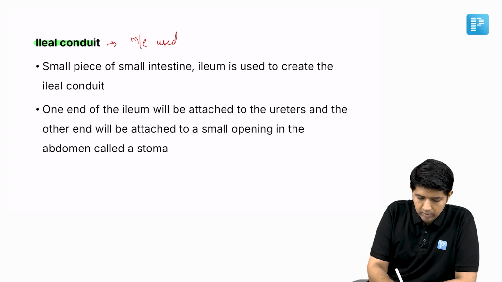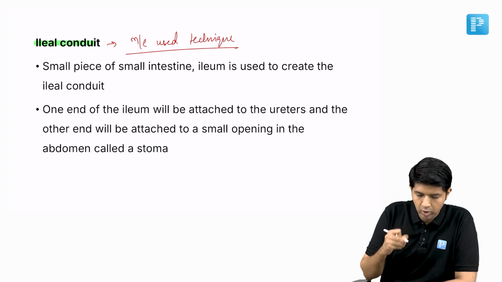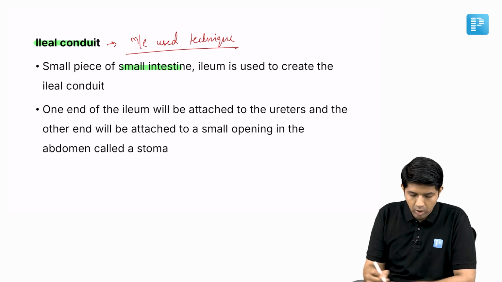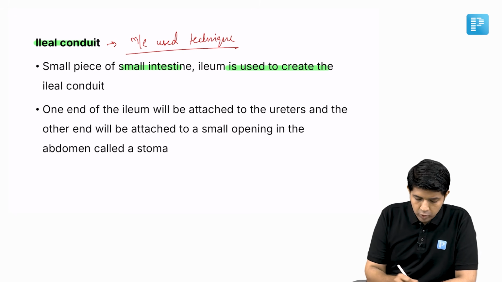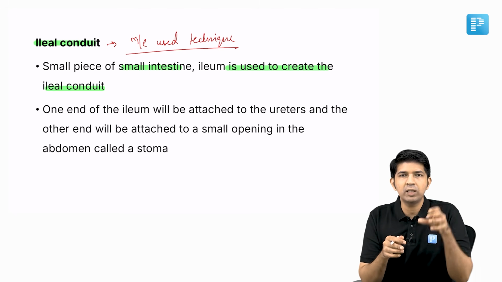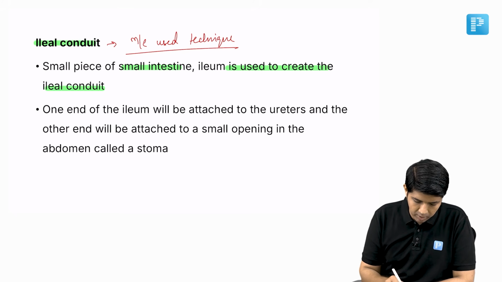technique. Okay, or the most commonly used conduit. So here what they will do is they will take a small segment of vascularized intestine, and that is used to create the ileal conduit. So one side they will close and attach the ureter, the other side is brought out as a stoma, and the urine will come out of the anterior abdominal wall.